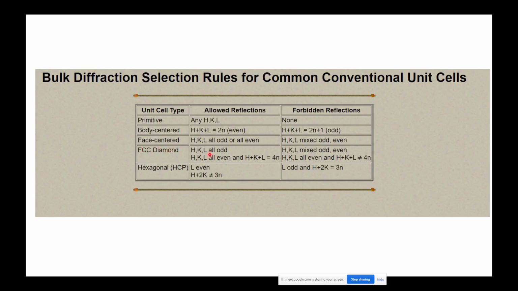FCC diamond: allowed HKL all odd, or HKL all even with H plus K plus L equal to 4n. For forbidden reflection, HKL mixed odd and even, and HKL all even with H plus K plus L not equal to 4n. For HCP, L even, H plus 2K not equal to 3n, L odd, H plus 2K equals 3n. So these are some basics that you have to remember for the allowed reflection and the forbidden reflection.